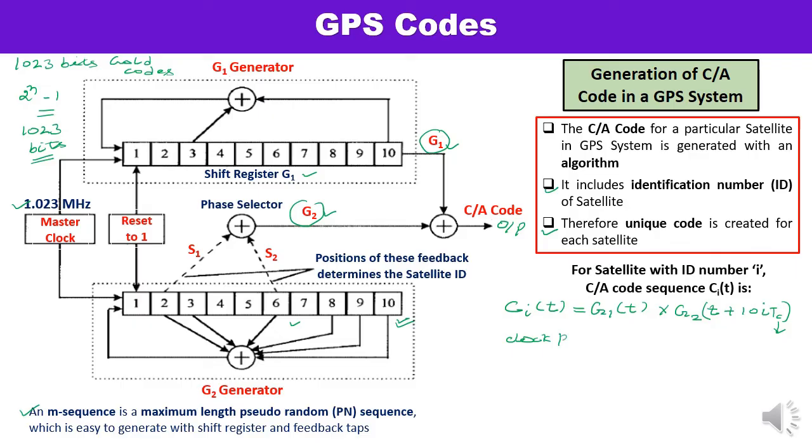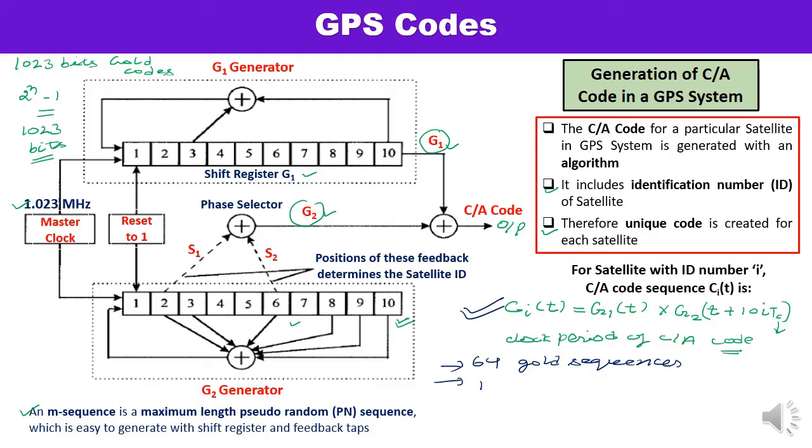the clock period of the C/A code, the coarse acquisition code. So this is how it could be calculated. But you must remember that there are a total of 64 Gold sequences available for satellite numbers from 1 to 64, and a total of 100 Gold sequences could be created by using the algorithm which we have explained here.